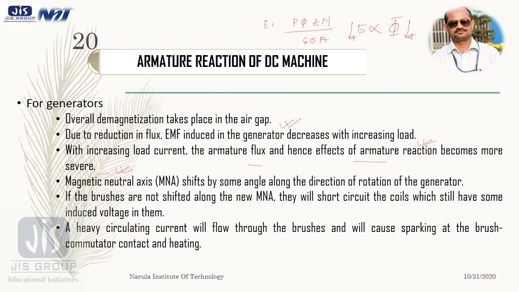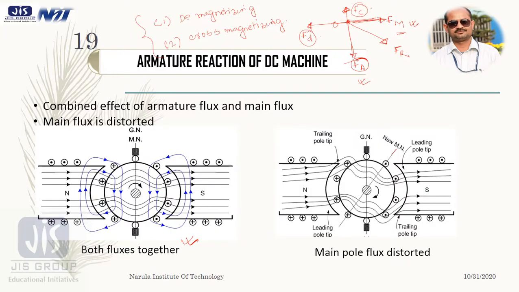And we have seen the magnetic neutral axis shifts by the same angle along the direction of rotation of the generator, because of the distortion. Okay.